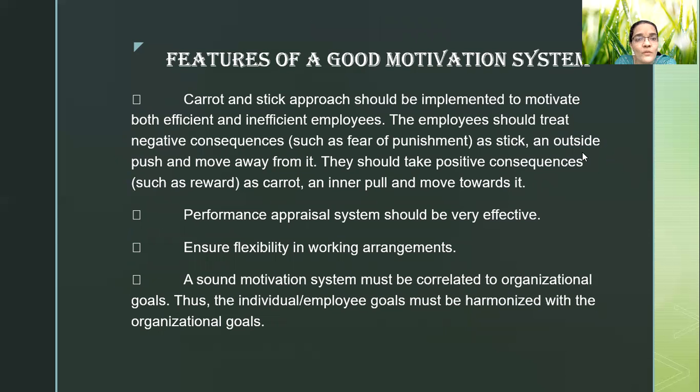Now, let's see what the features of a good motivation system are. If an organization has a good motivation system, then definitely every employee is going to be motivated. The first is the carrot and stick approach. What is this? A carrot is tied to a stick and shown to the employees. Why? Because employees who are efficient or inefficient can be motivated by this approach.